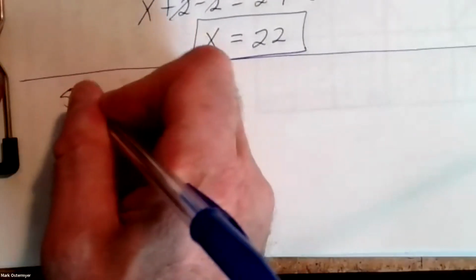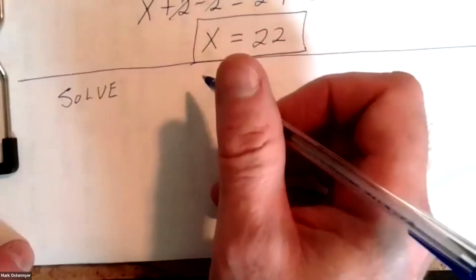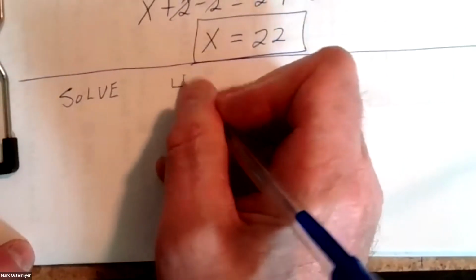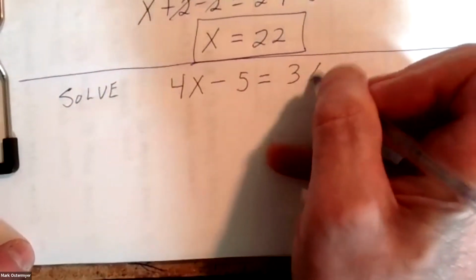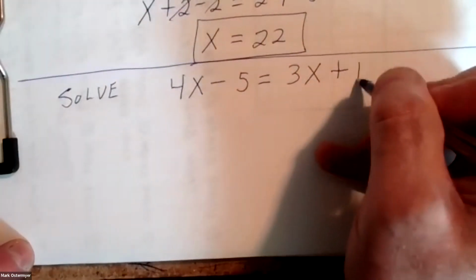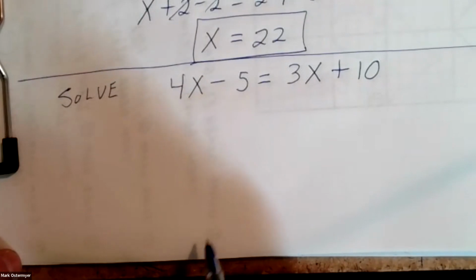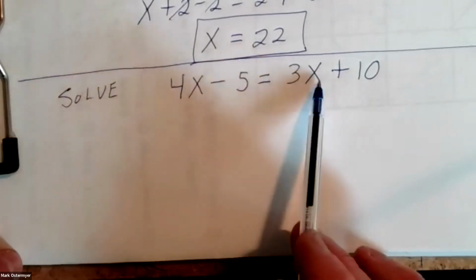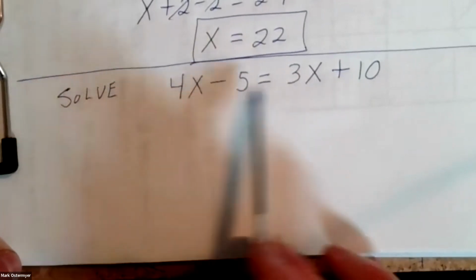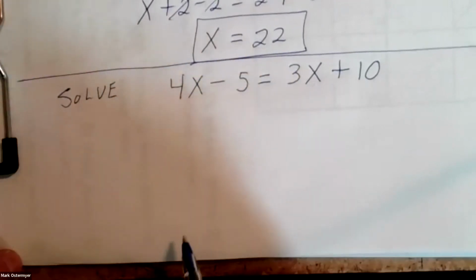Now watch this. Sometimes, ladies and gentlemen, we have our variable appearing on not just one side of our equation, but both sides. What if we have 4x minus 5 is equal to 3x plus 10, and we want to solve this equation for x? Notice x appears on both sides of our equation, and that's not a good thing, because to solve this equation, we have to have x all by itself on just one side of our equation.